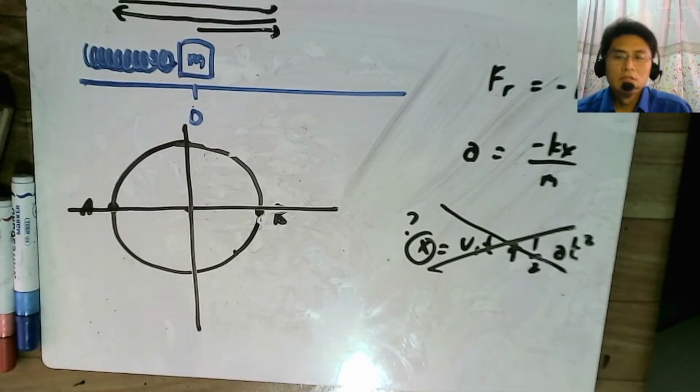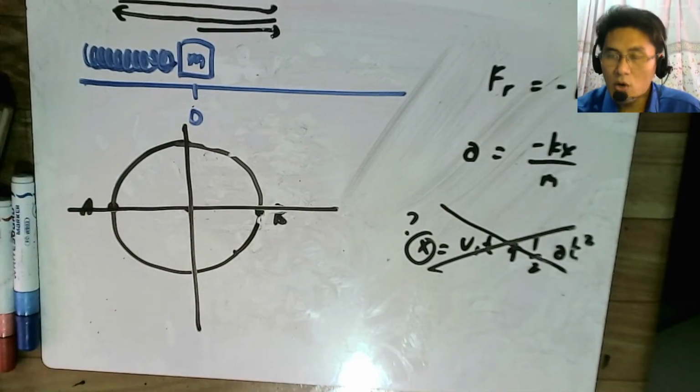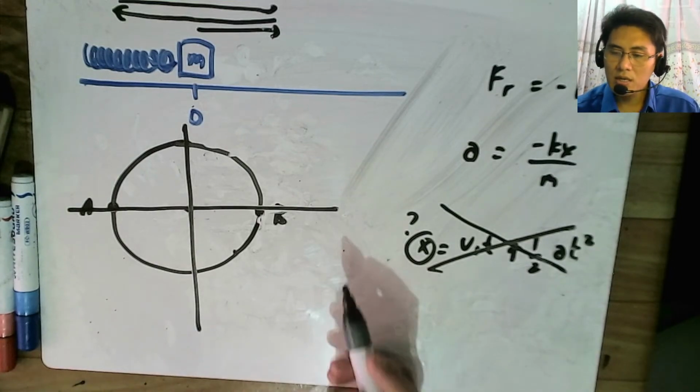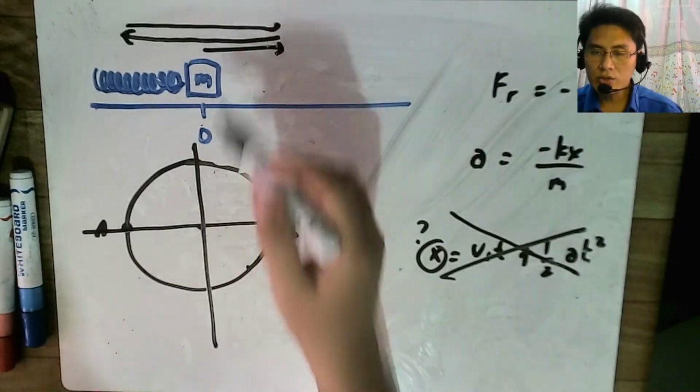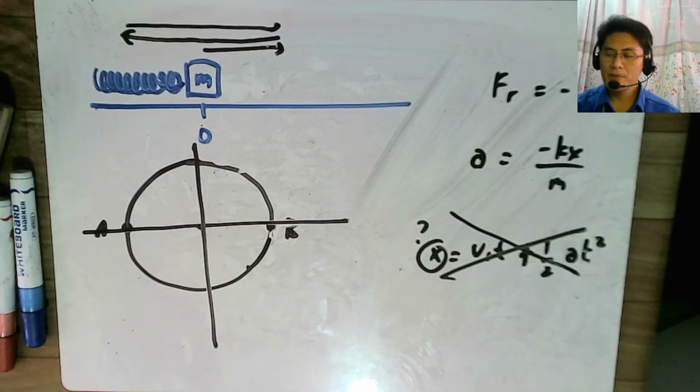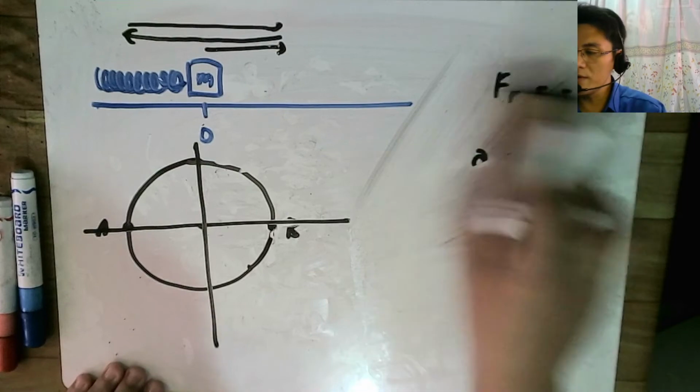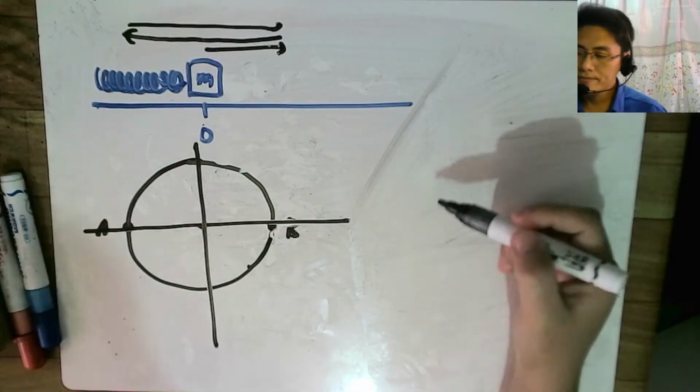Okay? So now we have a connection between why simple harmonic motions, like a spring mass system, are connected to circles. Okay? Next part is we have to review your angles.